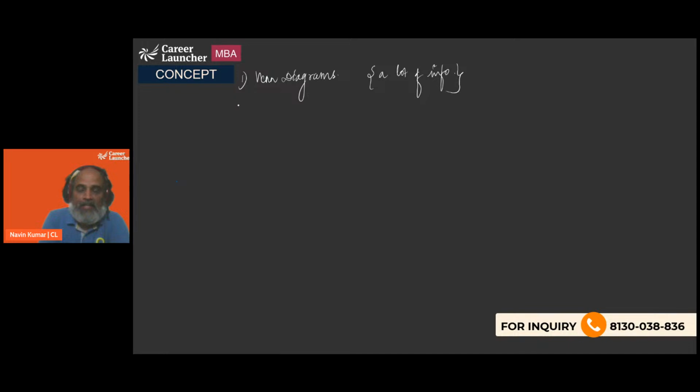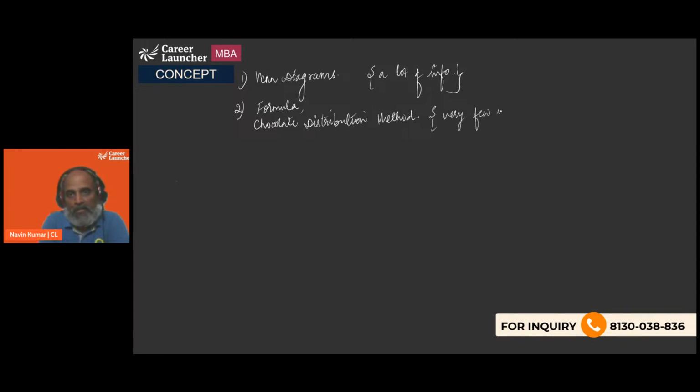The second way to solve questions is either using a formula or using the chocolate distribution method. So these are two approaches to solving the difficult problems where very little info is given. So basically the entire set theory based questions can be divided into two levels, level 1 and level 2. Level 1 as in basic level.